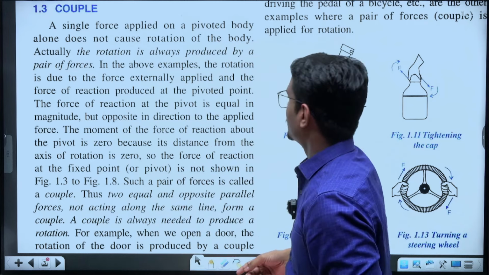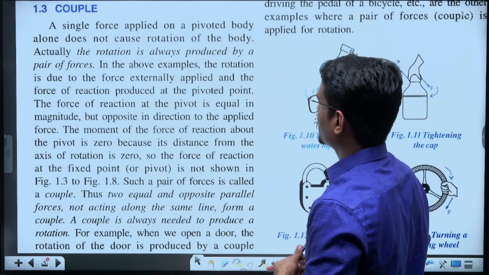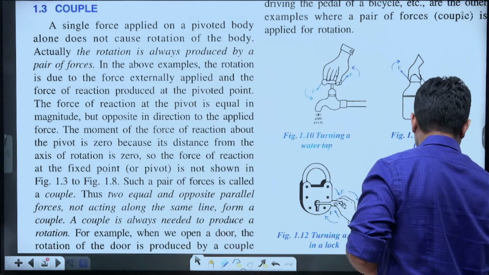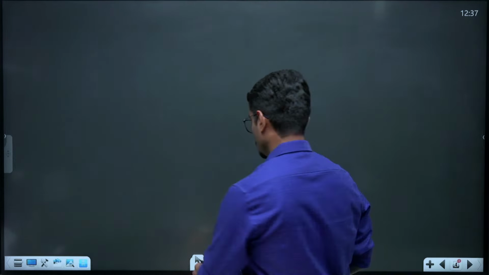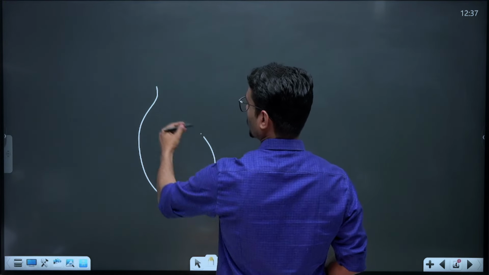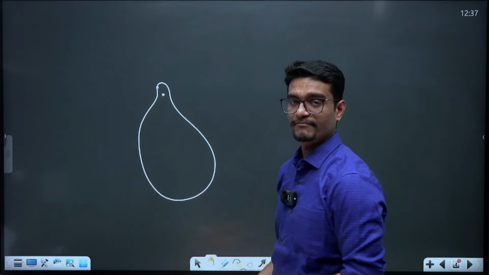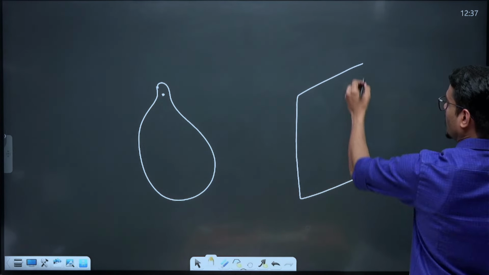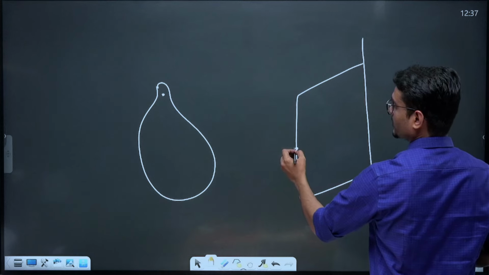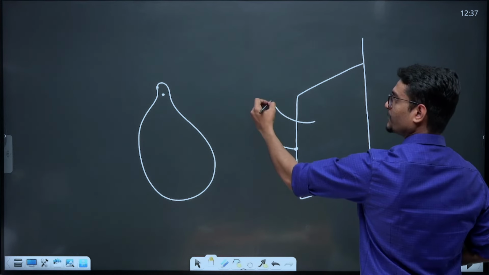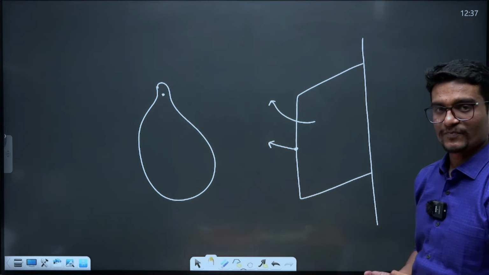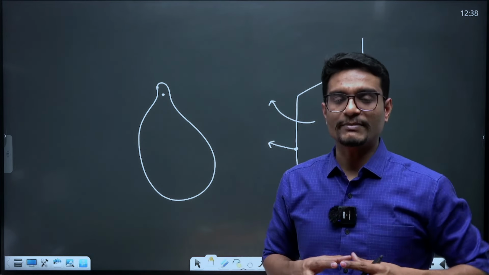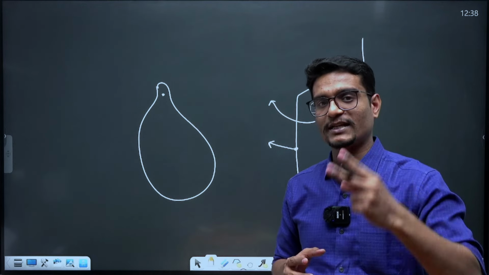In the above example, the rotation is due to the force externally applied and the force of reaction produced at the pivoted point. So, I have one question from a student who says, sir, when I pivot a body, I fix a body, for example a door, I apply the force only at one point and still it rotates. So you are telling us the wrong concept that two forces are required.